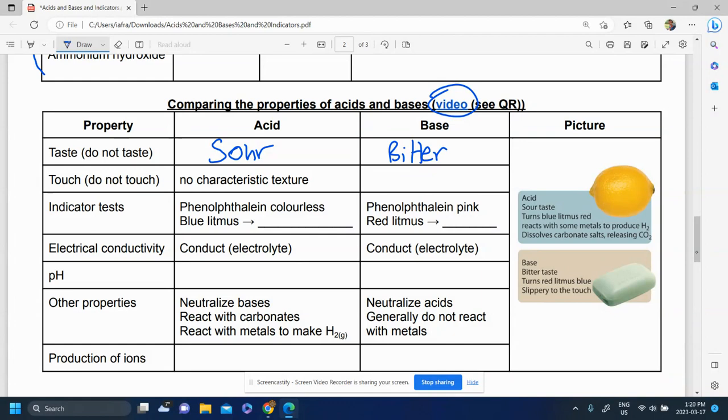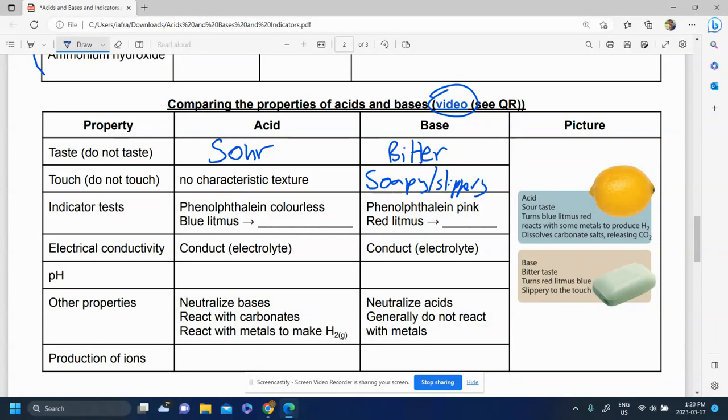For acids, in terms of their touch or their texture, again, typically you would not touch acids or bases in the lab, but acids, they don't really have a characteristic texture, whereas bases, they feel soapy, very slippery, almost like touching soap. Soapy or slippery.